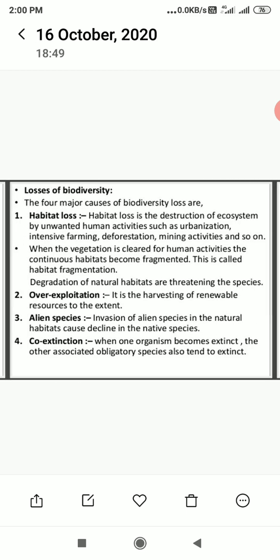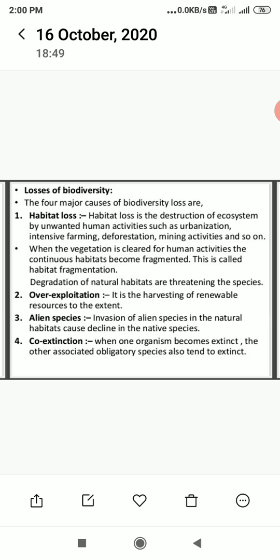Now, losses of biodiversity. What are the various causes of biodiversity loss? There are mainly four factors: habitat loss, overexploitation, alien species, and co-extinction. These are the four causes responsible for the loss of biodiversity. So first there is habitat loss.